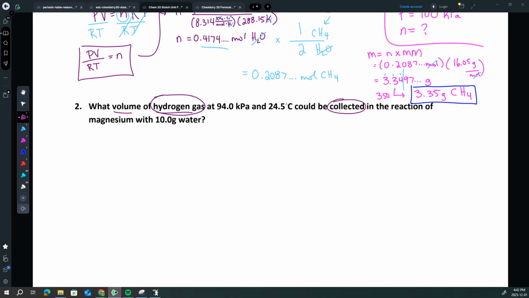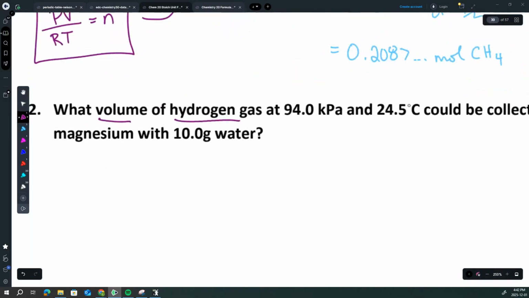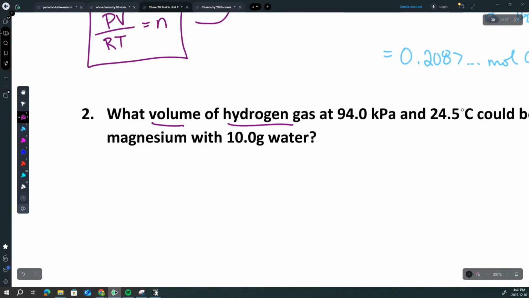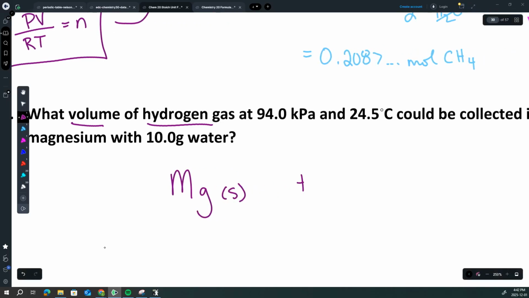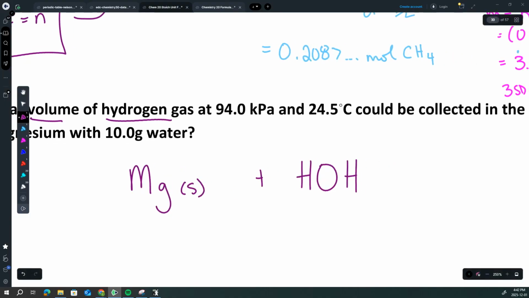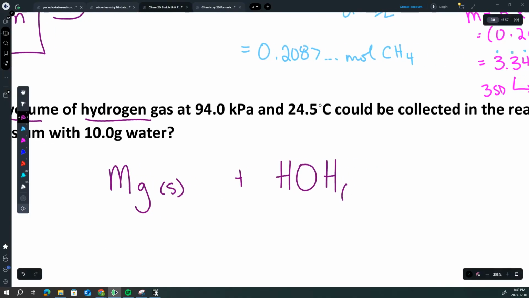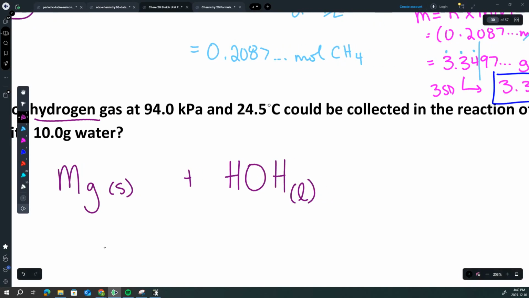Okay, that can only happen if it's a product. So let's start building our balanced chemical equation. So we've got magnesium, which is a solid at room temperature, with water, which I'm going to write as HOH just to make figuring out the products a little bit easier. Water is going to be a liquid.